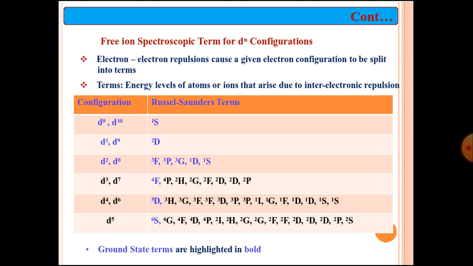Next one, d4 and d6, which add up to 10. Similarly here: 5D, 3H, 3G, 3F, 3F, 3D, 3P, 3P, 1I, 1G, 1F, 1D, 1D, 1S, 1S. For the d5 configuration: 6S, 4G, 4F, 4D, 4P, 2I, 2H, 2G, 2G, 2F, 2F, 2D, 2D, 2D, 2P, 2S.